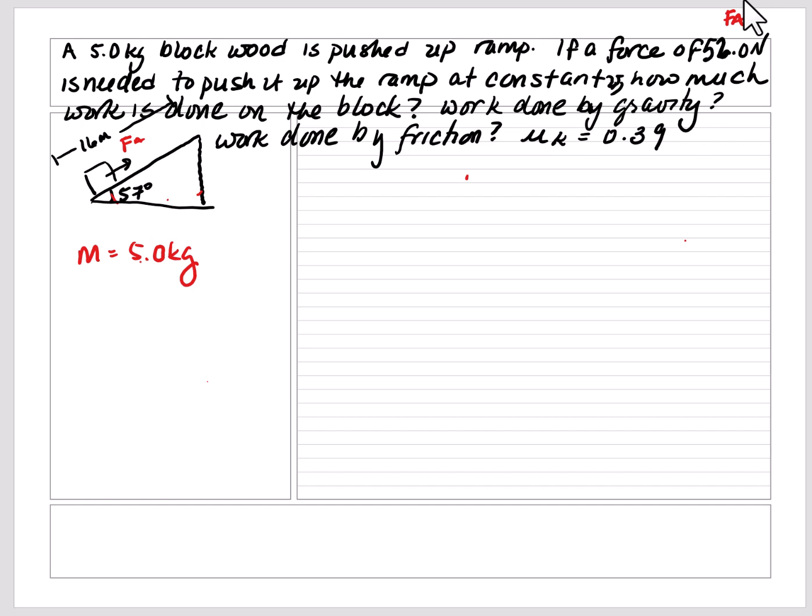I need to find the work done by the block, work done by gravity, and work done by friction. So whenever I do work problems, the first thing I need to do is read the problem carefully. You only do the work that it is asked for. Since they want the work done by the block here, the work that is done on the block is by the applied force. So that means the force that I use is my applied force, 52 newtons.